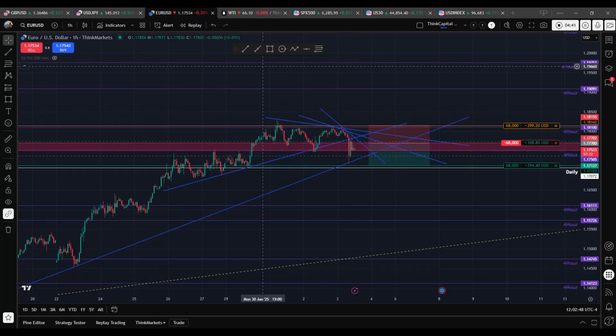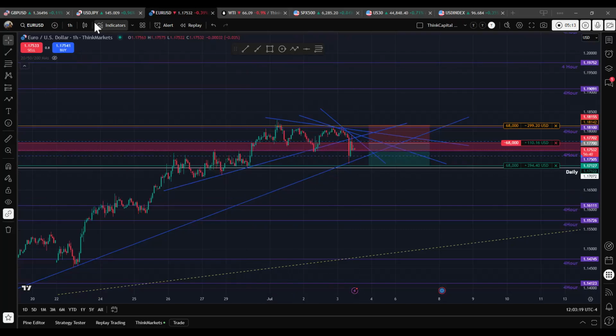So I expect to see on 1 hour something like this, right? Break below this, retest it, and then go down, right? So this is basically what I expect to see on 1 hour if we break below. So this is very important. What used to be a demand is now a supply, if we break and close below this green candle.